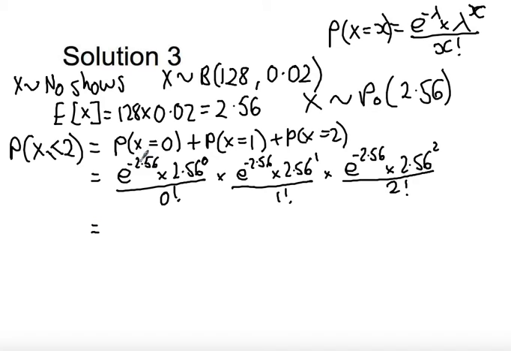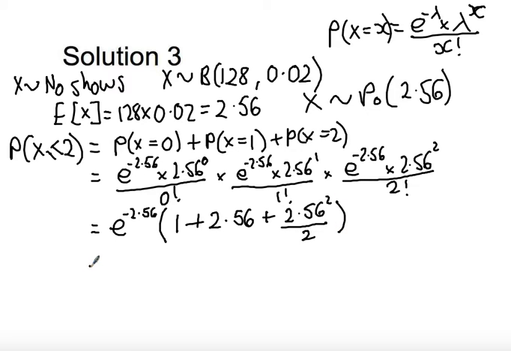And what you might notice at this part is that e to the minus 2.56 is a common factor, so I can take that outside of my bracket. Then if we work through each term, 2.56 to the power of 0 over 0 factorial is just 1. 2.56 to the power of 1 over 1 factorial is just 2.56. And then we get left with 2.56 squared over 2 factorial. And so this is far quicker and simpler to work out on your calculator.